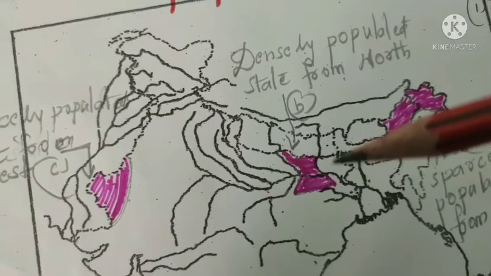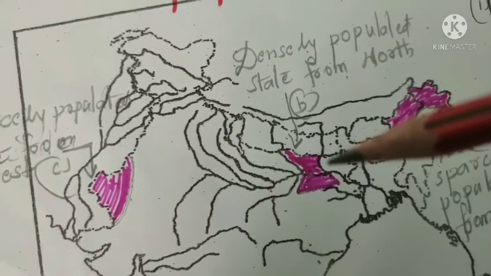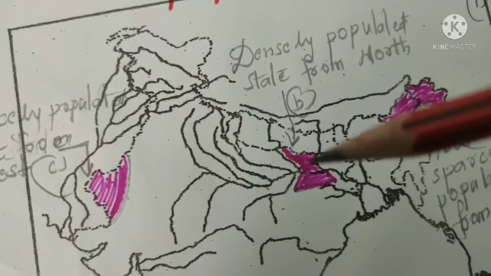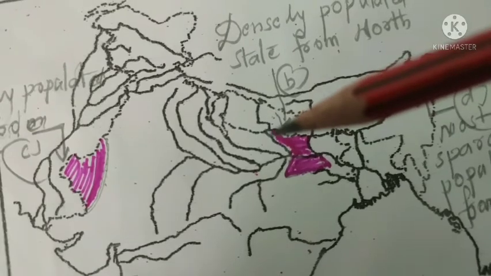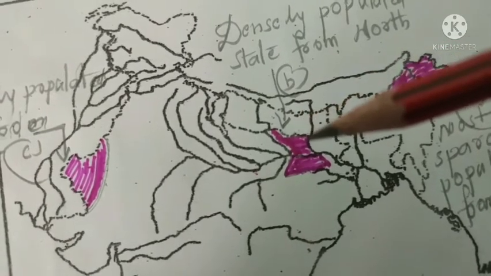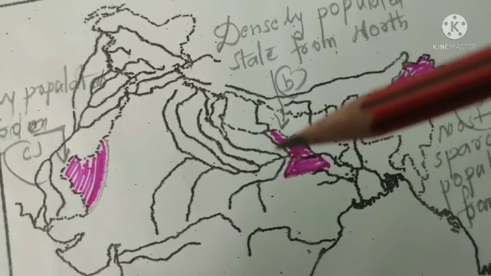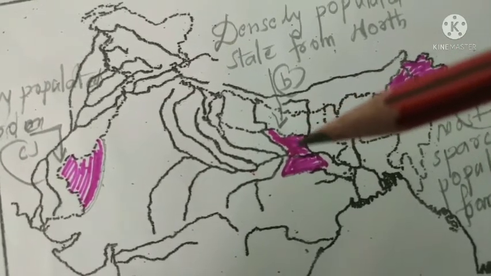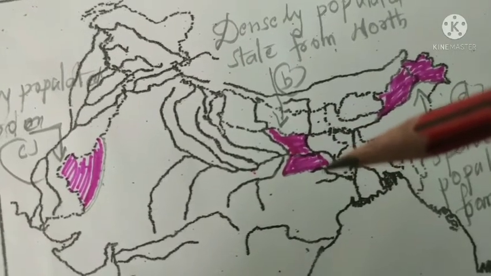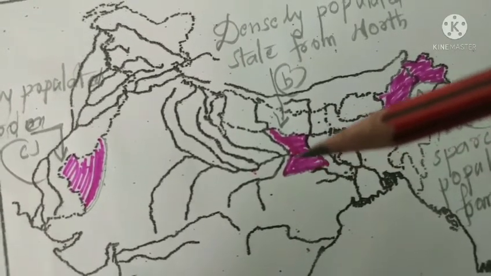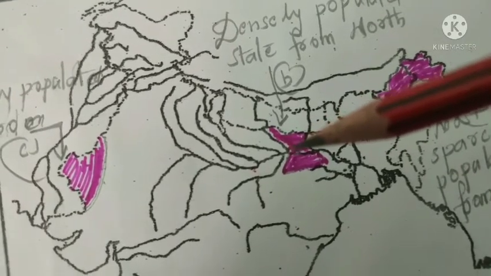If you are asked a question about the highest densely populated area from the north, it is Bihar. So where is the location of Bihar? So this is the Nepal border. Just below the Nepal border you have to shade, between this river Gandak and this river Kosi, and above the river Damodar also, from here to here, you have to show an area for the densely populated area from the north.